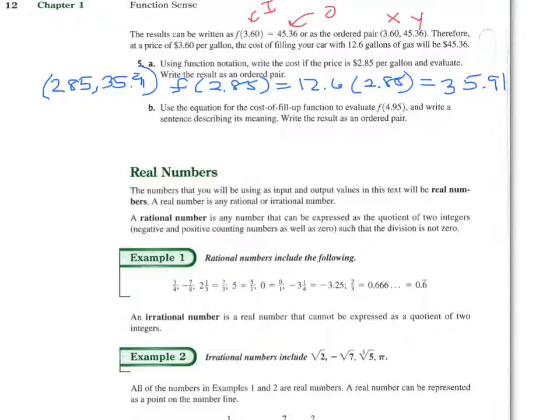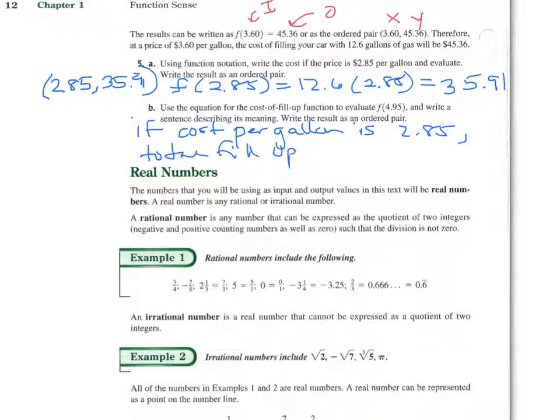Okay, so write a sentence. This would mean, so we're putting it into verbal, we would say, if the cost per gallon is $2.85, total fill up will be $35.91. Okay, that's what they want, and we just wrote it as an ordered pair right up there, so that's the same thing.